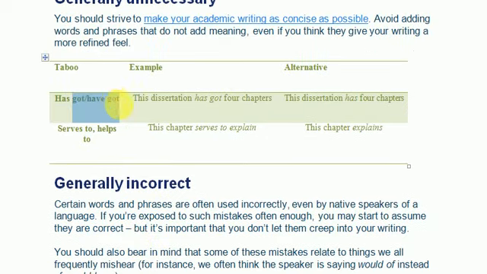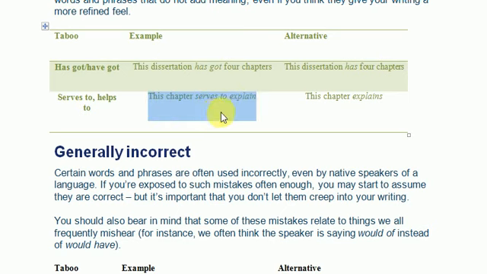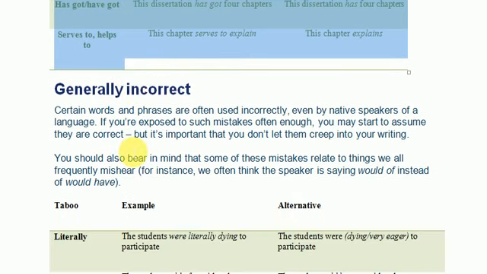Exactly, the words "has good" or "have good", "serves to" and "helps to" are not liked. If you write that this chapter serves to explain, what is the need to use the word serves here? You can simply write that this chapter explains, or that this dissertation has 4 chapters. What is the need of good? So you have to think about what is exactly needed and what is not. If any word is not needed, then why would you write it in your thesis or your writings?